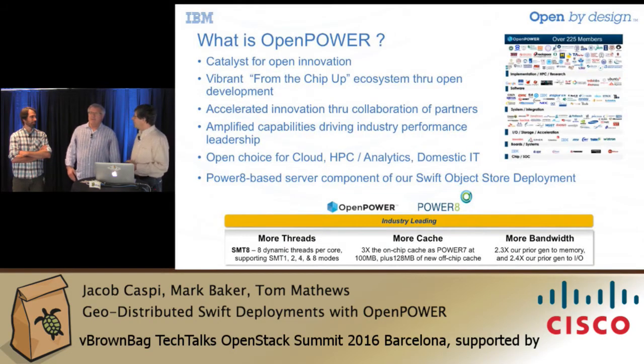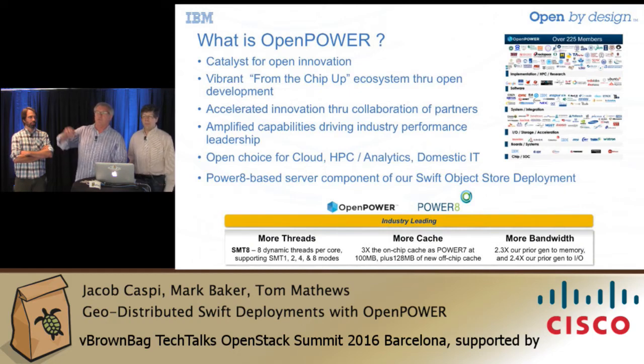So what is OpenPOWER? OpenPOWER is really a catalyst for innovation, a platform for innovation. It is an innovation environment that is from the chip up. What I mean by that is, down to the microprocessors, through the system, through the software, and it allows somebody to build an environment that is completely, 100% open.